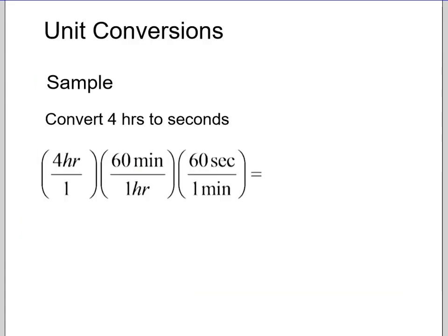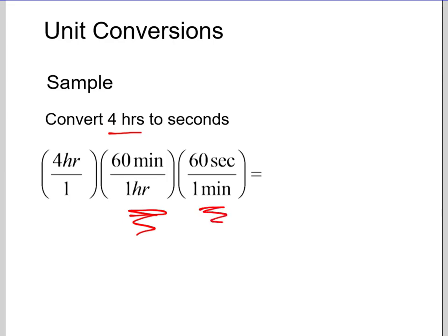Okay, so unit conversions. I'm a big fan of this visual technique. I write a very definite top and bottom to my fractions. So if I want to convert 4 hours to seconds, this is the way I would set it up. I would have 4 hours on the top. Within 1 hour, there are 60 minutes, so this is a known ratio. Within 1 minute, there are 60 seconds.